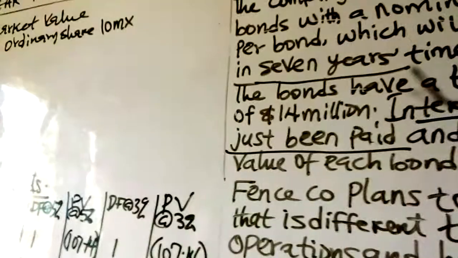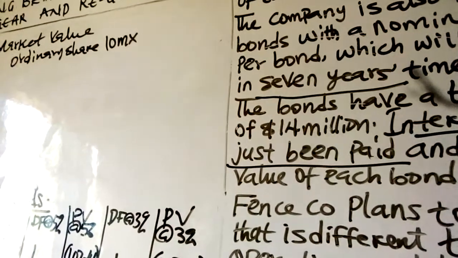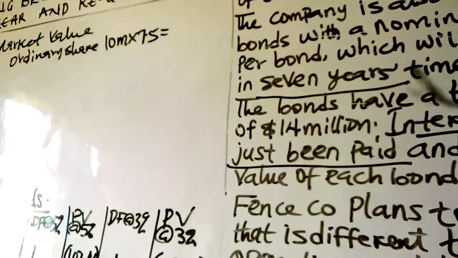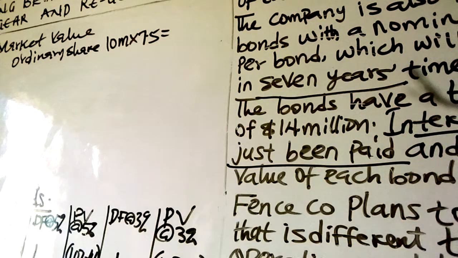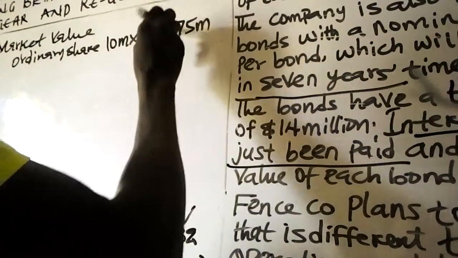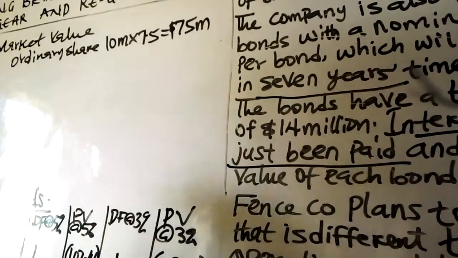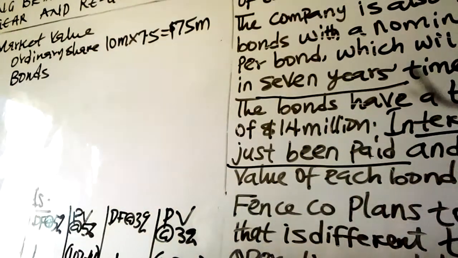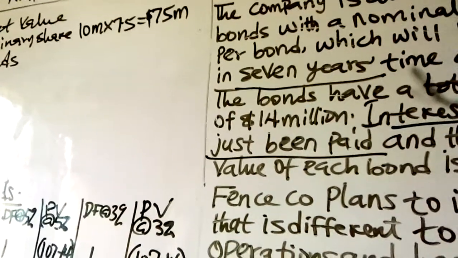So 10 million times 7.5, then you have 75 million. So the market value of ordinary shares of FENCO is $75 million. And that of bonds, how much is the market value of bonds? And how many bonds does FENCO have?